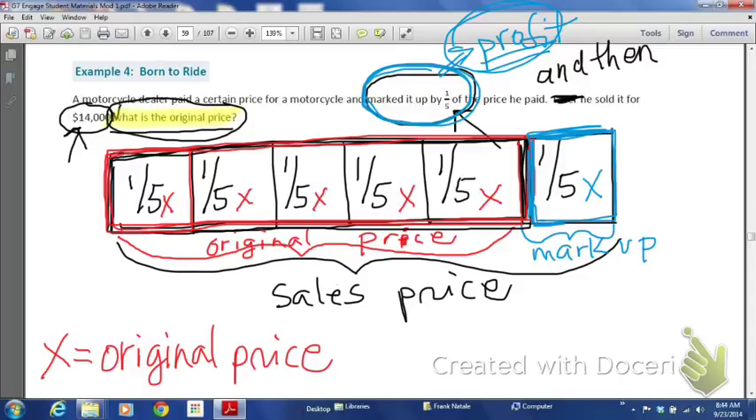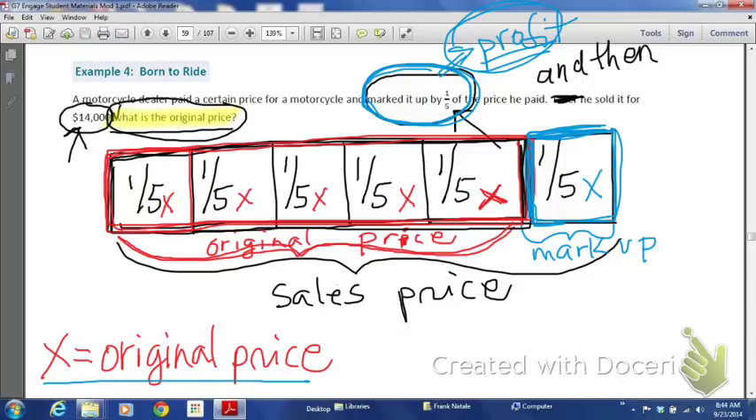Okay, the original price here is represented by the red. Doing this again, original price, and that is 5/5 right here: 1/5 x, 1/5 x, 1/5 x, 1/5 x, 1/5 x, right to there. Now the markup is represented in blue, and there it is right here. It's another 1/5 x, because this x is the original price. That's what that x stands for. It's a variable.